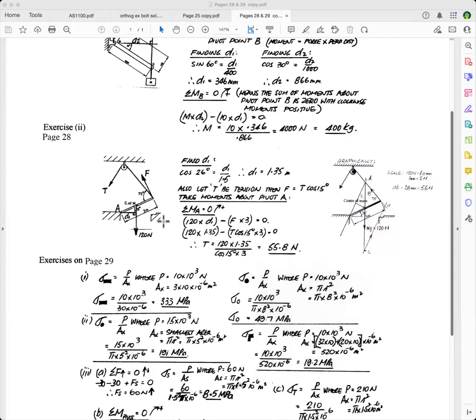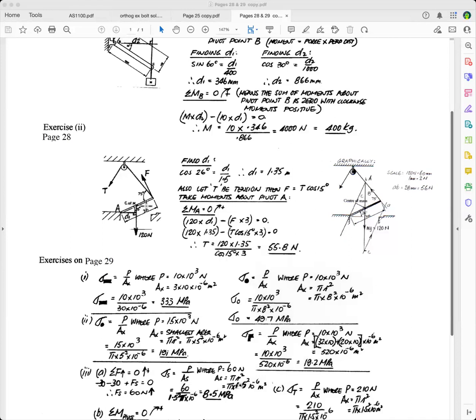And so I've got to find D1 here, and so we're using cos. Right, that angle there is 26 degrees. It tells you there. That angle there is 26 degrees. So cos 26 degrees is equal to D1 over the hypotenuse, which is 1.5. So therefore D1 is 1.35 meters. So the shortest distance between A and that weight force is 1.35 meters.